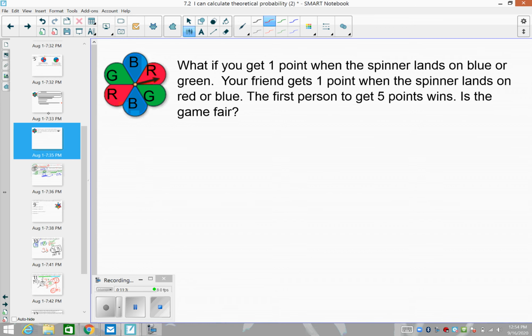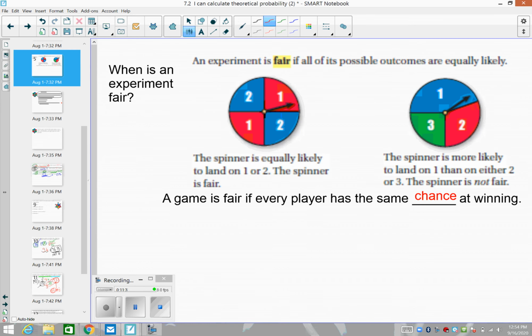I might not ask the question in its entirety. Let's talk about when a game is fair. When is an experiment fair? An experiment is fair if all the possible outcomes are equally likely.